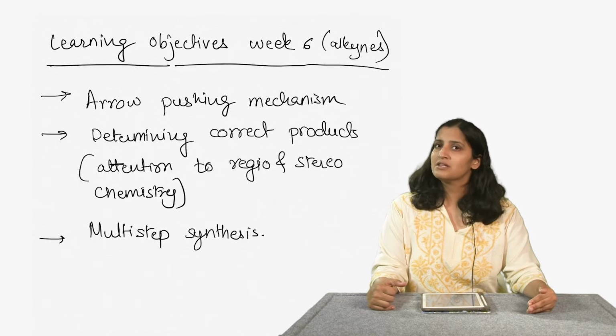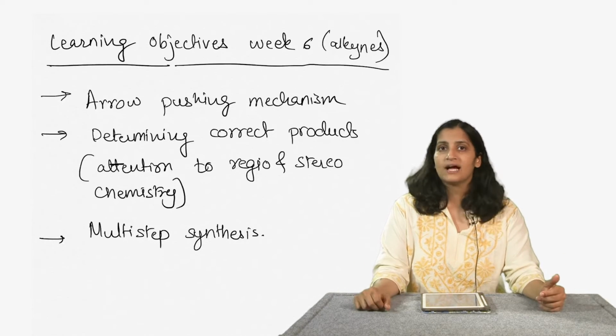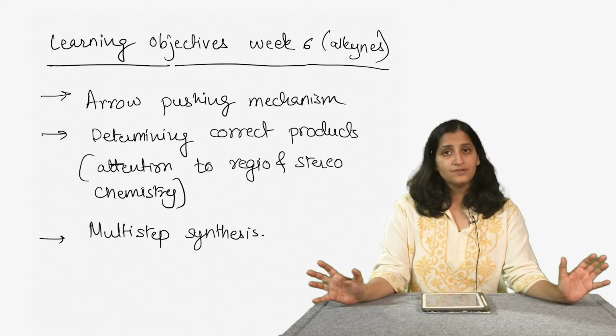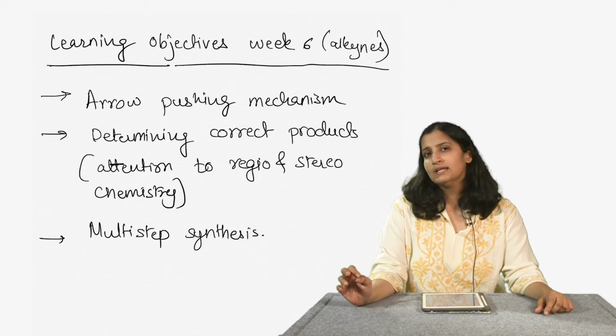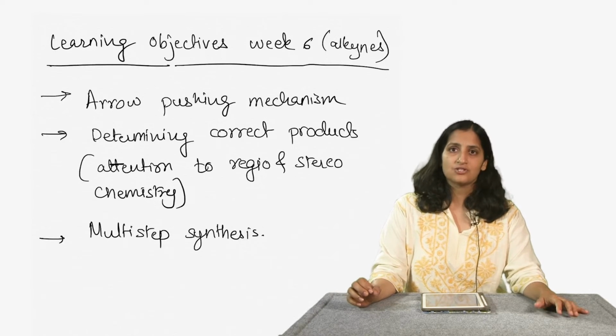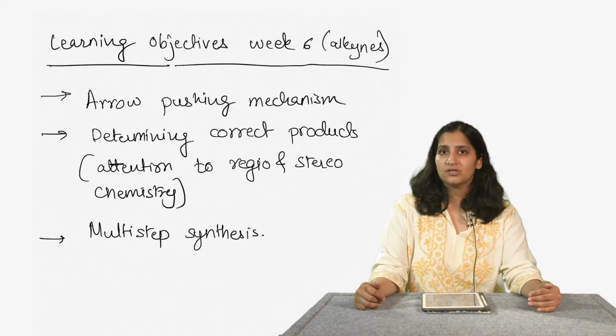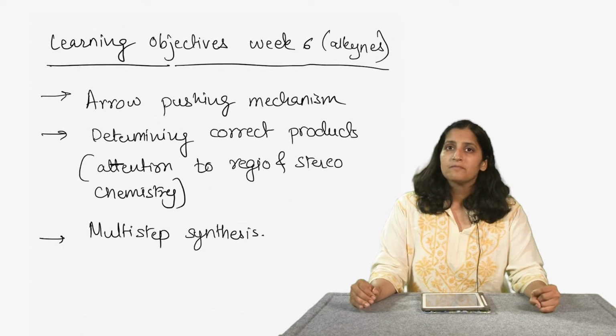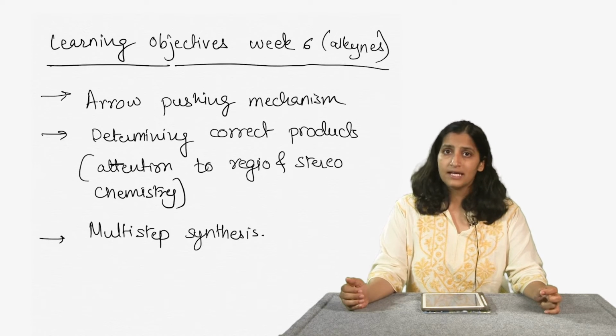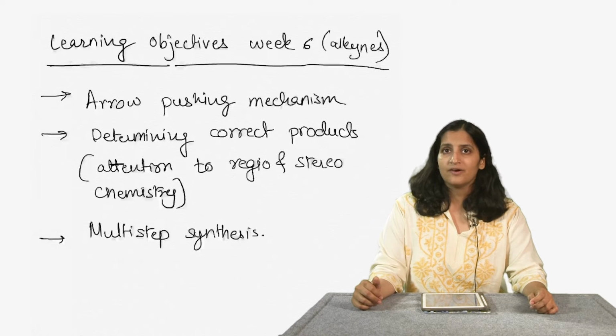For the first time in this week, we will look at a radical reaction. And in the case of radical reaction, the arrow pushing is a little bit different than the previous reaction. So, I want you to pay attention to that as we go through that reaction. Once we finish our reactivity of alkenes, we will begin the reactivity of alkynes.